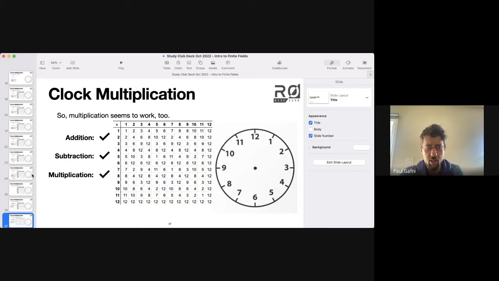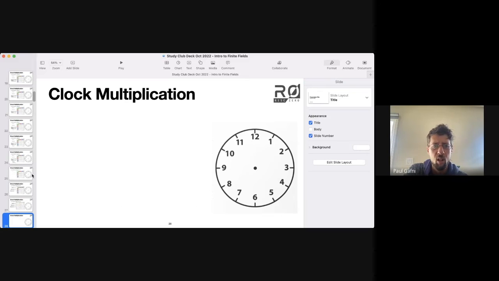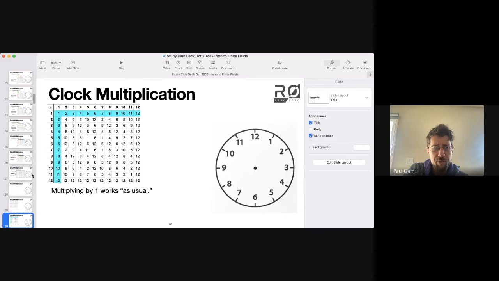So multiplication works. Here's the whole multiplication table. I won't bother going through and doing all 144 arithmetic questions with you. What about division? Oh, sorry, before we dive into division, let me just make a couple of comments about the multiplication table here.